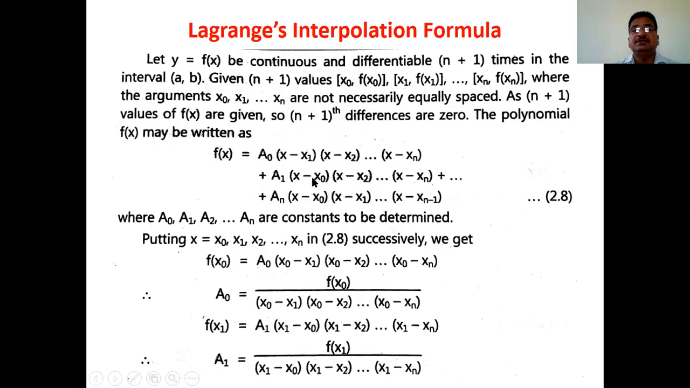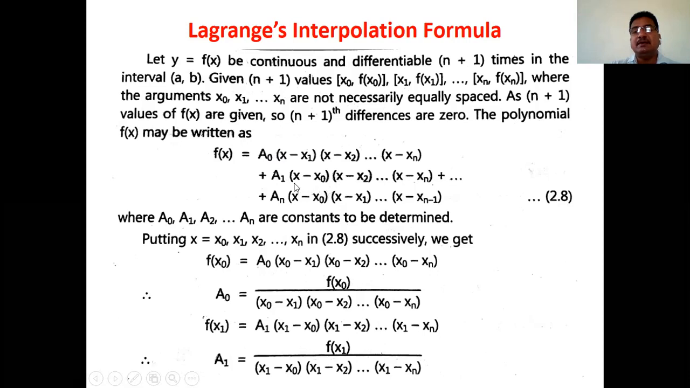Then we define the function f(x) in this form. So what is the function? The coefficient of a0 is (x − x1)(x − x2)...(x − xn). That is, (x − x0) is not in the coefficient of a0. Then what is the coefficient of a1? It is (x − x0)(x − x2)... That is, (x − x1) is not in the coefficient of a1. (x − x0) is not in the coefficient of a0. Similarly, (x − x1) is not in the coefficient of a1.